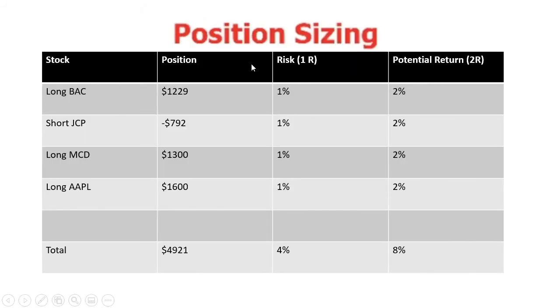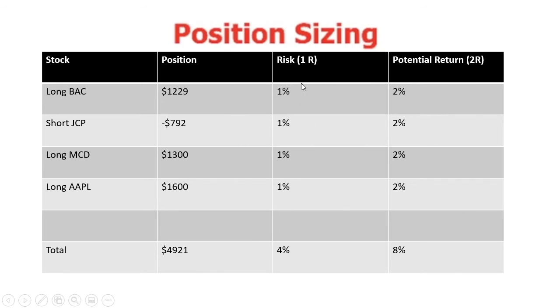So let's say you wanted to take on multiple positions, right? You want to take on multiple positions, and you calculate the same exact risk and the same exact reward per each position. You see how each position, and look, Bank of America short, JCPenney long, McDonald's long, Apple long. See how they all have different costs, obviously. But the cost does not matter. What matters is how much we're losing and how much we're making.